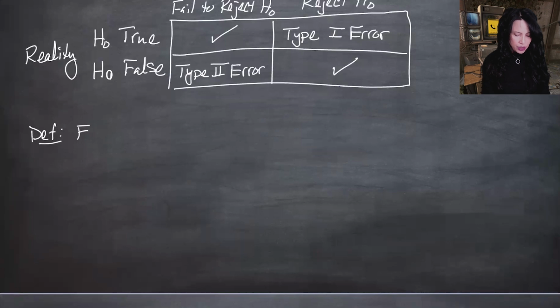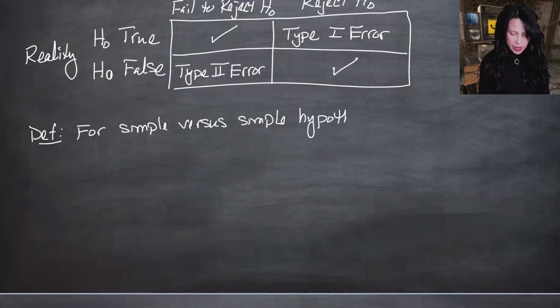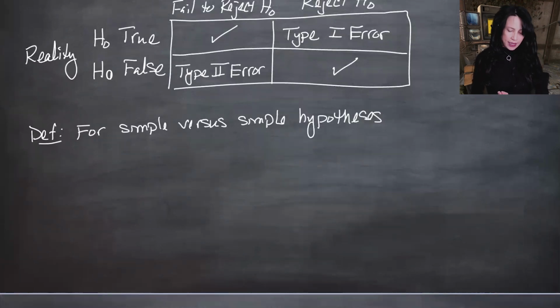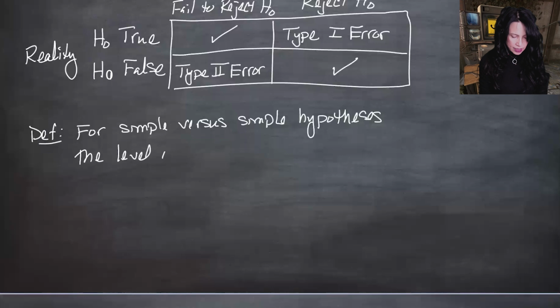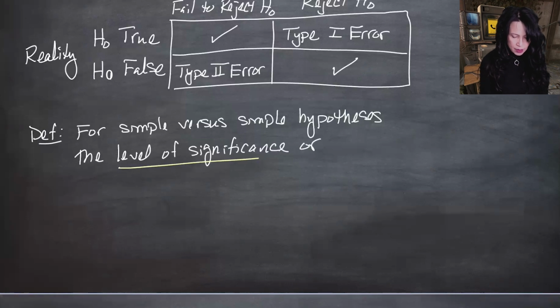So let me just start off by saying for simple versus simple hypotheses, we can talk about the probability of making a type 1 error. And this is known as the level of significance of the test or something else. Let me get this down here. The level of significance of the test, or we can talk about the size of a test. These both mean the same thing.